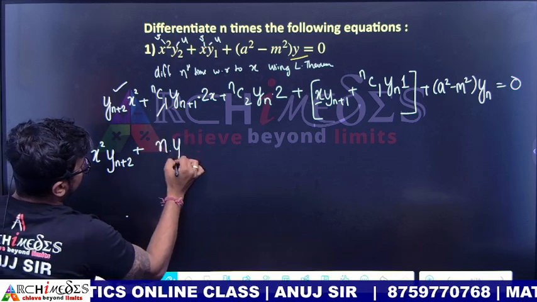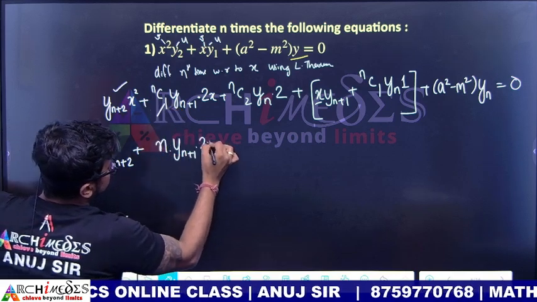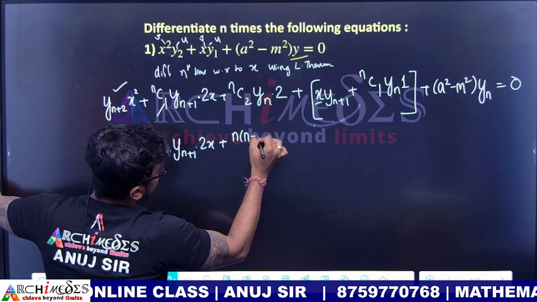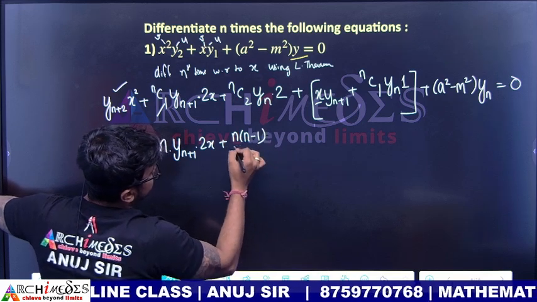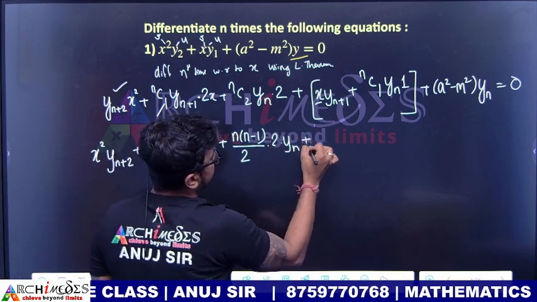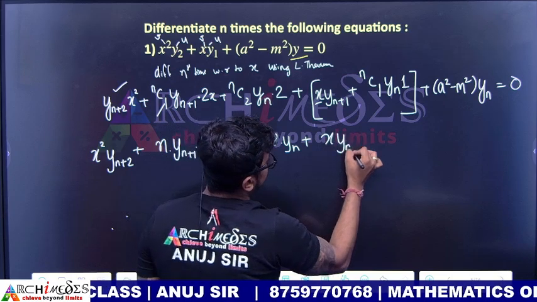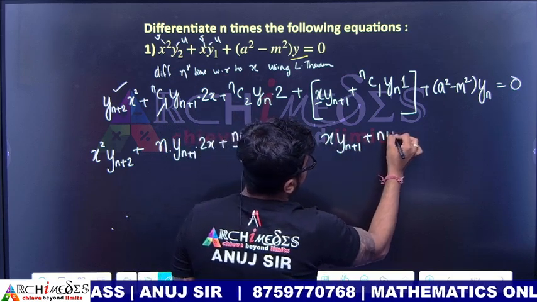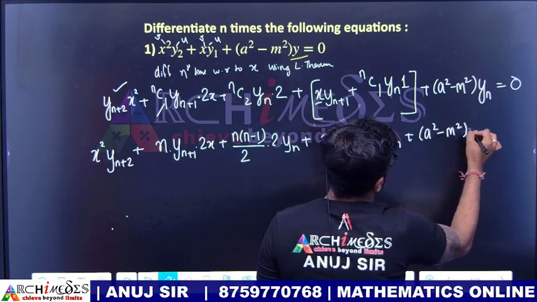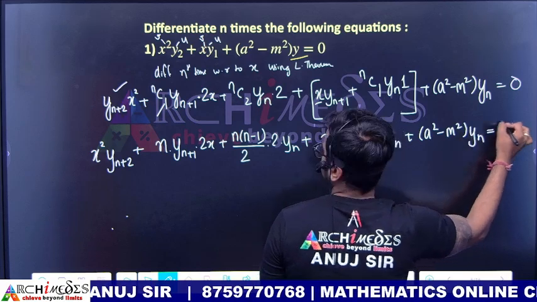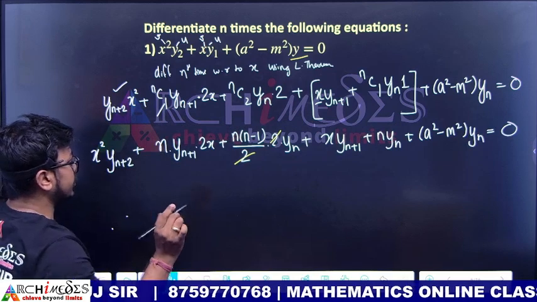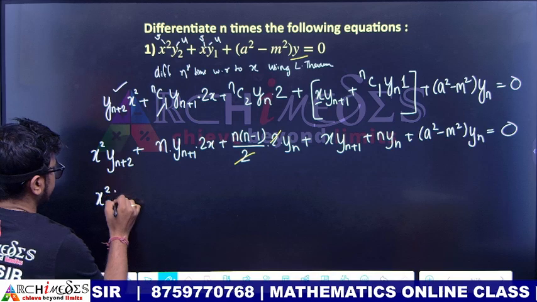n y n plus 1 into 2x plus nC2 can be written as a n minus 1. Clear? Then 2, and then 2 into y n plus, if I open the bracket, it becomes y n plus 1 plus n y n plus a square minus m square y n is equal to 0. 2 cancels. So listen carefully here.